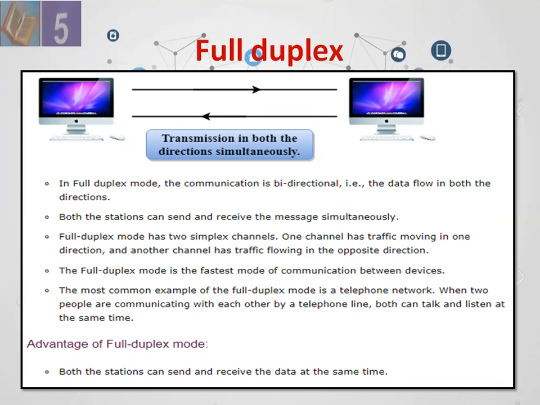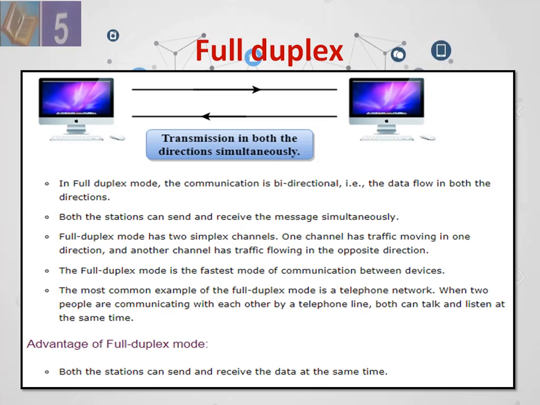Full duplex mode has two simplex channels. One channel has traffic moving in one direction and another channel has traffic flowing in the opposite direction. The full duplex mode is the fastest mode of communication between devices. The most common example of the full duplex mode is a telephone network, when two people are communicating with each other by a telephone line. Both can talk and listen at the same time.